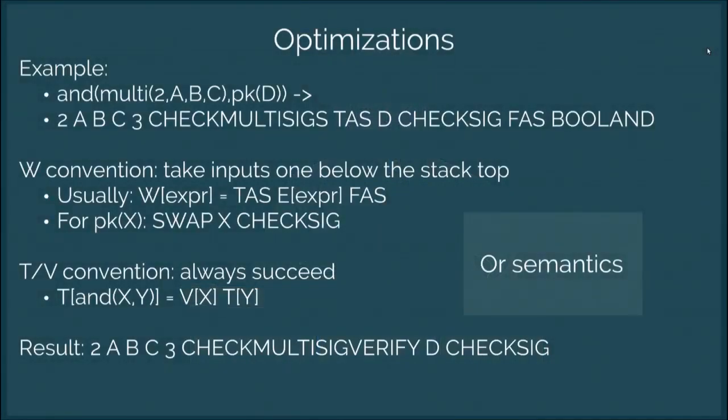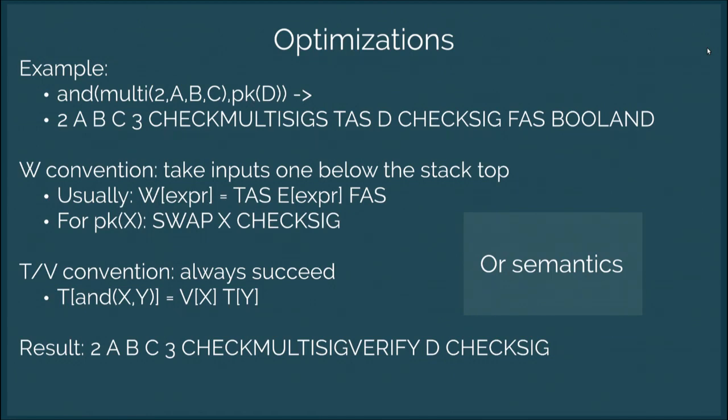Okay. Now, let's look at an example. What if I wanted a 2 of 3 multisig for a number of keys, but then also required a 4th key, D, to always sign? Following this naive execution scheme I had before, this would turn into this rather long script. And if you have looked at the semantics of script at all, this is really unnecessarily long.